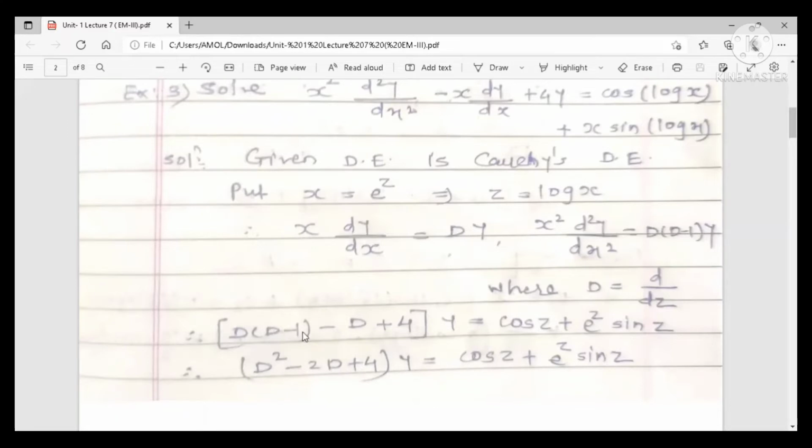So it is D into D minus 1 minus D, plus the constant term 4y, so y is common. You write in bracket 4. So it is D into D minus 1 minus D plus 4, bracket complete, into y is equal to cos of log of x. Log of x is z. So in the RHS, the term is cos z plus, x is equal to e raised to z, so replace that x by e raised to z here.